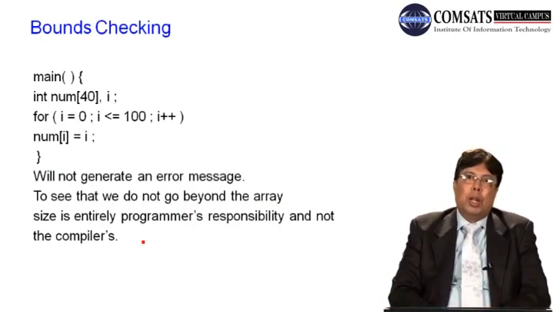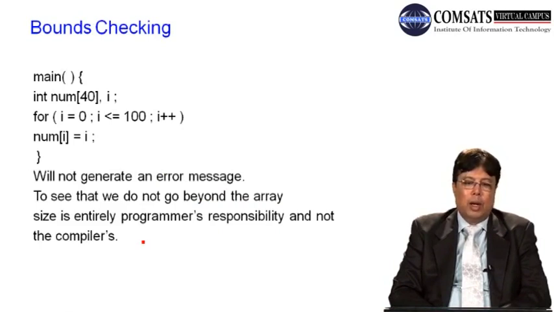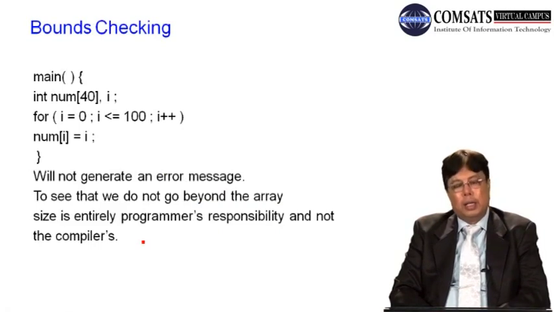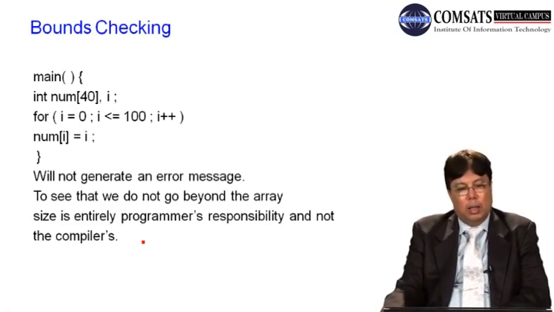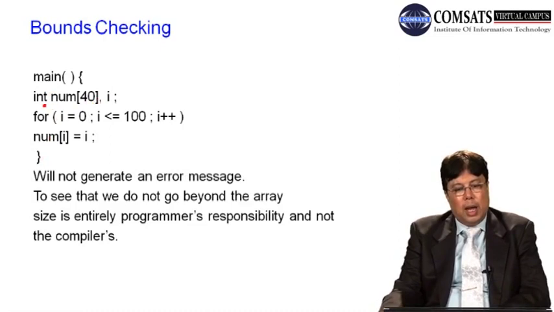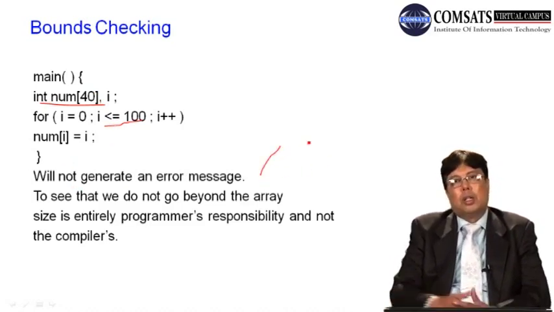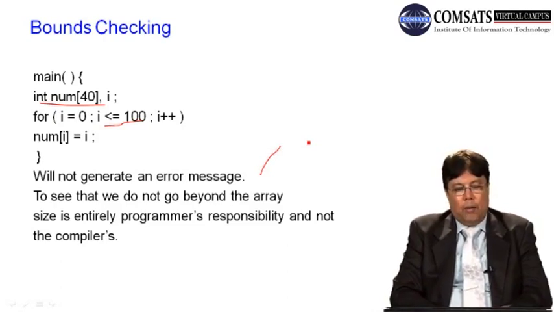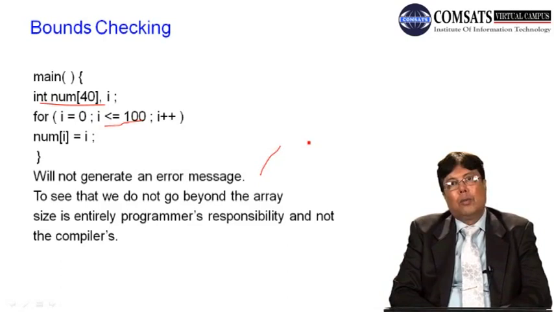Bounds checking. int num[40]; for i = 0, i <= 100, i++: num[i] = i. What's going on here? The array has been defined with size 40 and I'm using it for 100. So what will happen? It will not generate an error message. What we are doing beyond the size is the responsibility of the programmer.